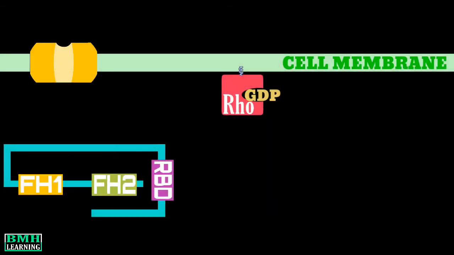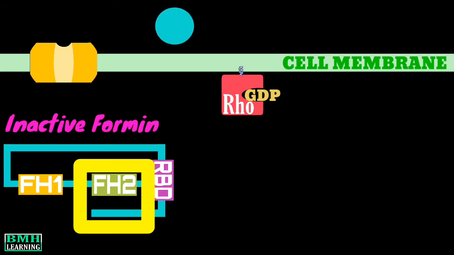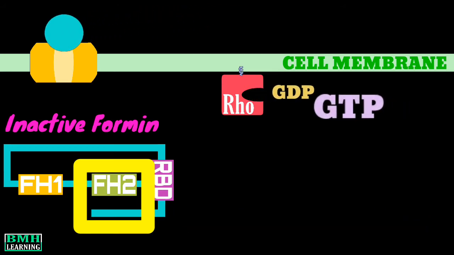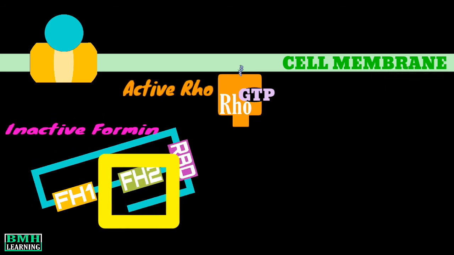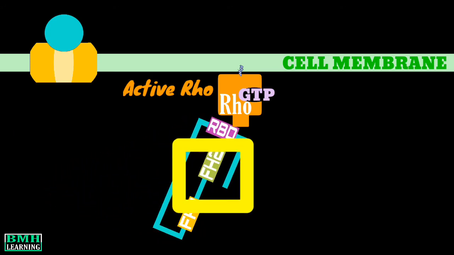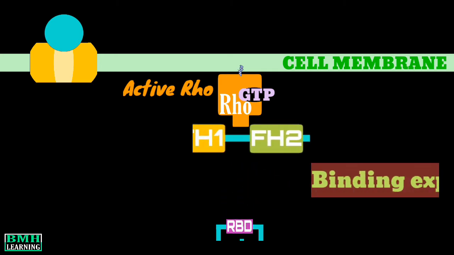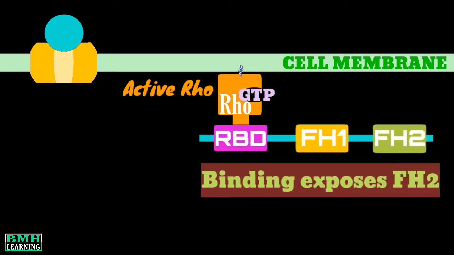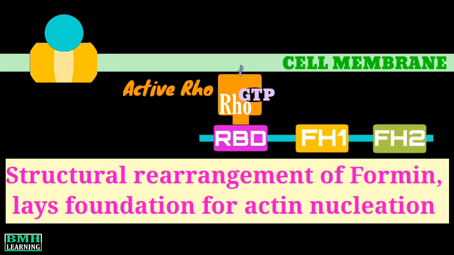For now, the Formin protein is inactive because its FH2 domain is inaccessible. As the cell gets the signal for actin nucleation, GDP is exchanged for GTP, making Rho active. The now stimulated Rho calls for its binding partner, the RBD domain. The binding between RBD domain and Rho exposes Formin's FH2 domain. Now, this structural rearrangement of Formin protein lays the foundation for actin nucleation.